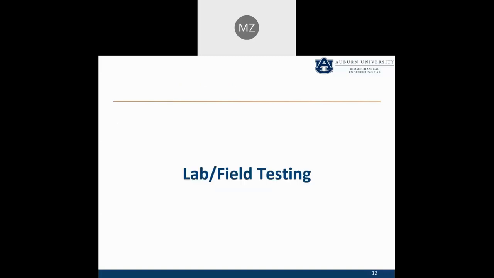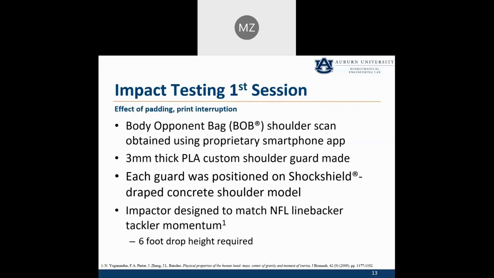Now I'll transition to some lab and field-based testing. The first couple sessions of testing that I'm going to go over are lab-based, and they are primarily looking at impact testing. In particular, impact testing of a custom fit shoulder guard that is designed for what's called the body opponent bag. If you've ever been in an REI or a Dick's Sporting Goods, you will have seen this particular body opponent bag. It's kind of the flesh colored punching dummy. You'll see an image here in the next slide.